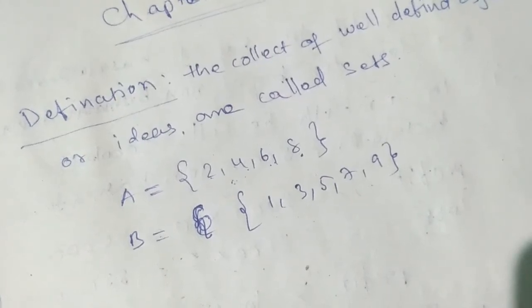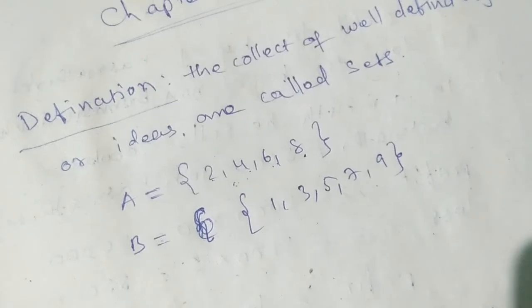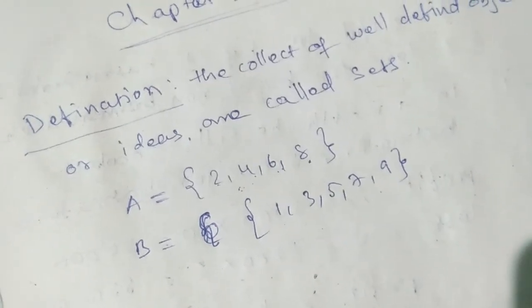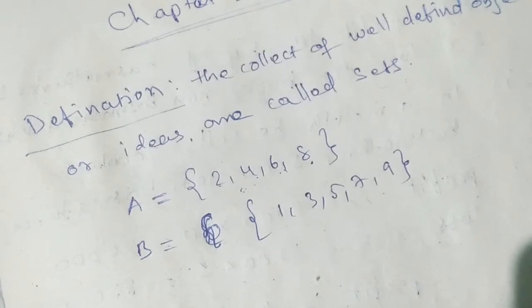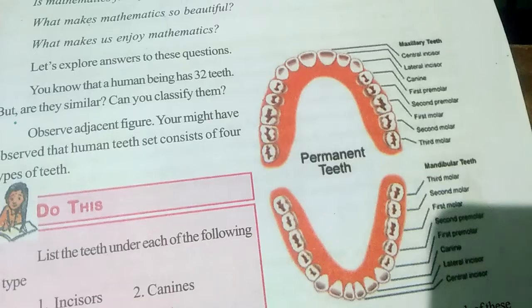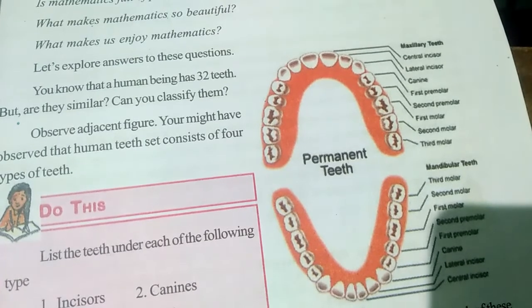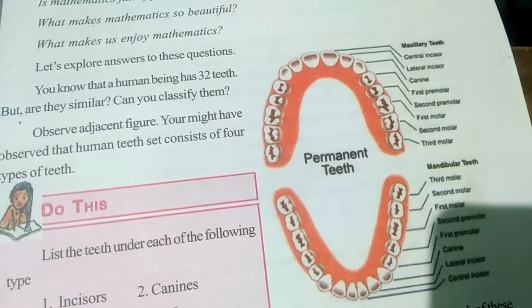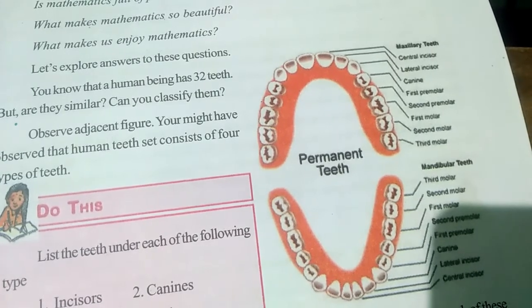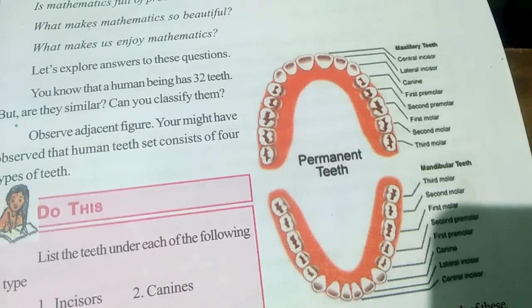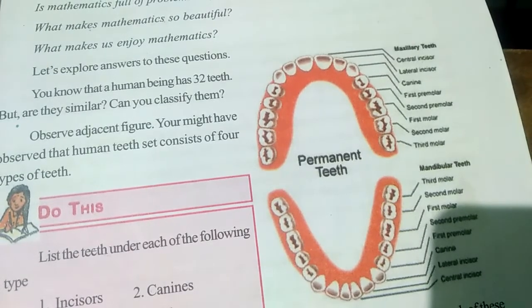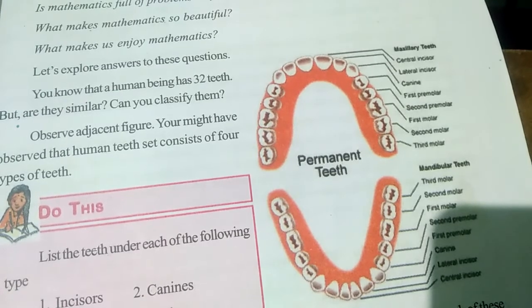Some more examples are given in the textbook. That was my own example in this notebook. I am going to explain the textbook example also. So we have to see this picture, the set of teeth. How many types of sets are there? We can classify upper and lower. Upper and lower, we have teeth in our mouth.